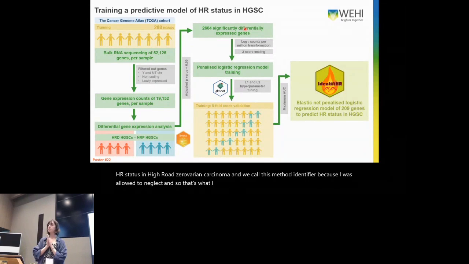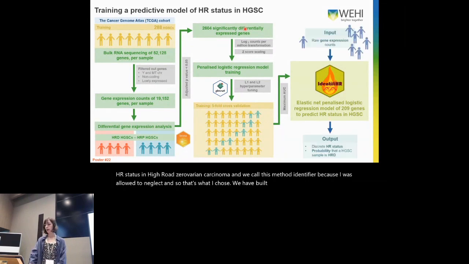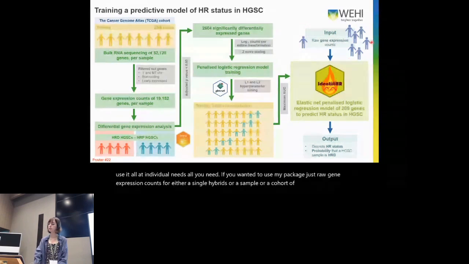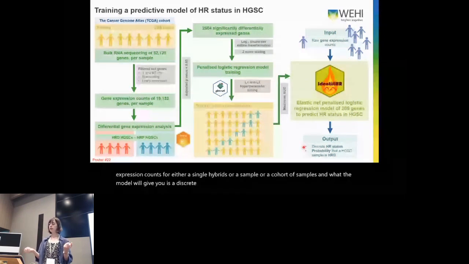We have built IdentifiHR as an R package, and to use it, all you need if you wanted to use my package are just raw gene expression counts for either a single high-grade serous sample or a cohort of samples. And what the model will give you is a discrete HR status prediction, HRD or HRP, in addition to the probability of a sample being HRD.